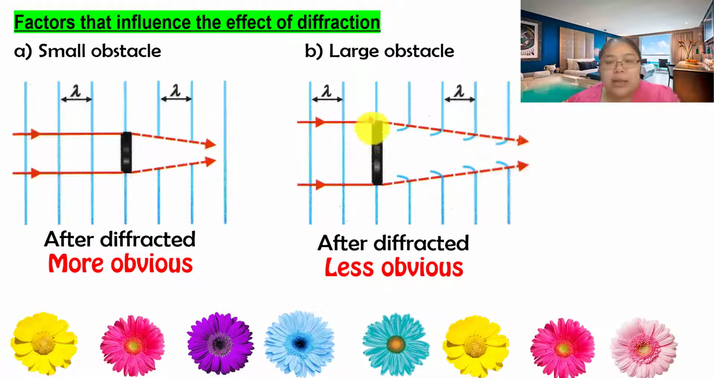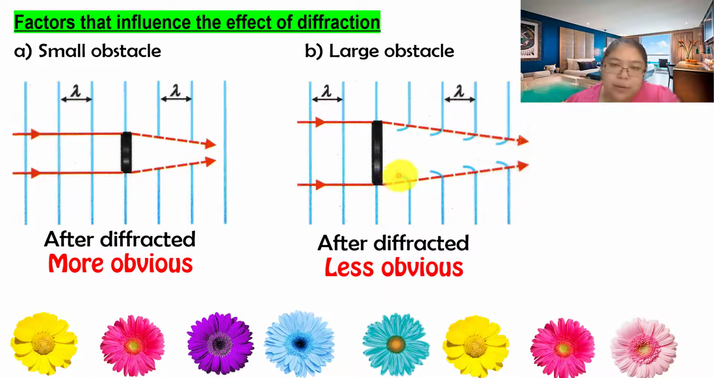Okay, if I make the obstacle larger, you can find the wave takes a longer time to join back. So this all empty part, we call it the blur part. It's not clear. So we call it less diffracted. You can say it's less obvious.